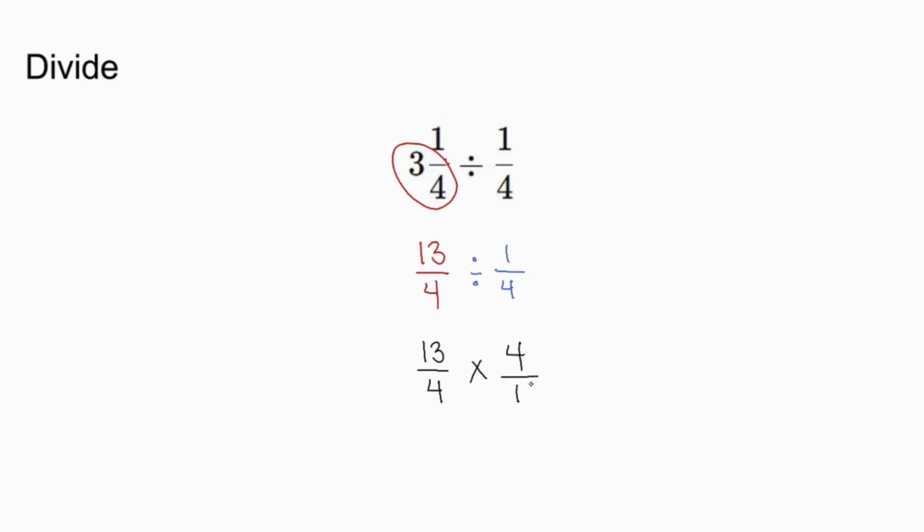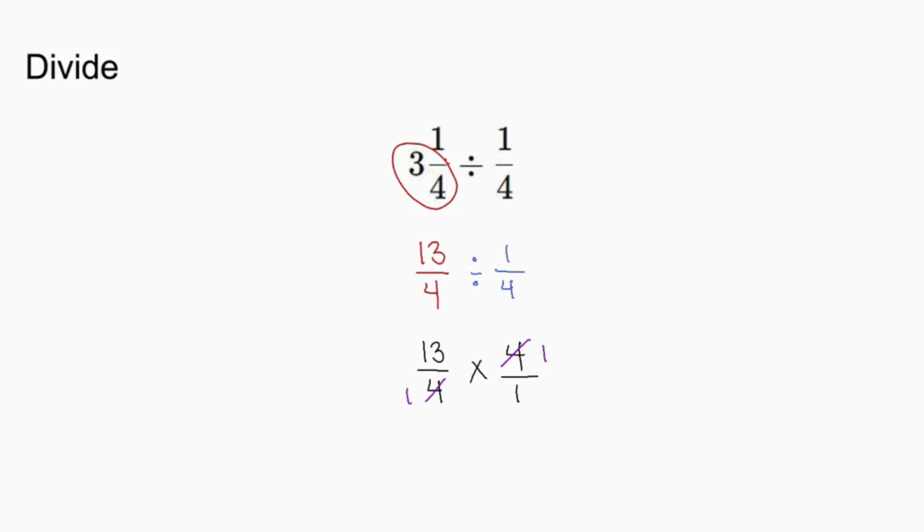Now, there's a little trick. If you notice that when you're multiplying two fractions and one of your numerators is exactly the same as one of your denominators, you can cross those out and pretend that they're ones. So now I have 13/1 times 1/1.